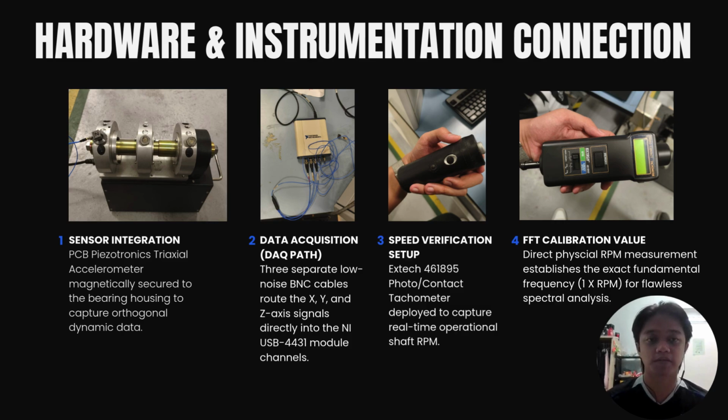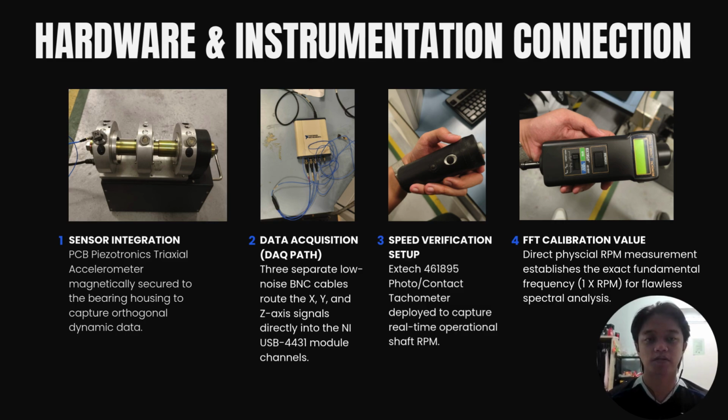Moving on to the experimental setup, let's look at our hardware and instrumentation connection. We've broken our measurement chain down into 4 primary stages. First, for sensor integration, we utilize a PCB Piezotronics Triaxial Accelerometer. This was magnetically secured to the bearing housing, allowing us to accurately capture orthogonal dynamic data across 3 axes.